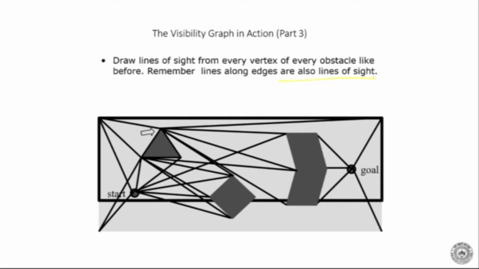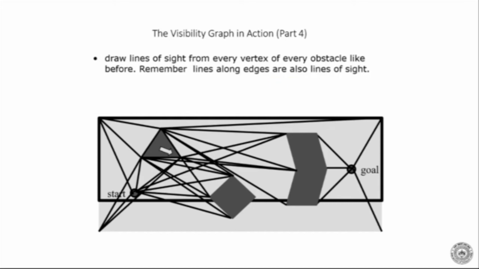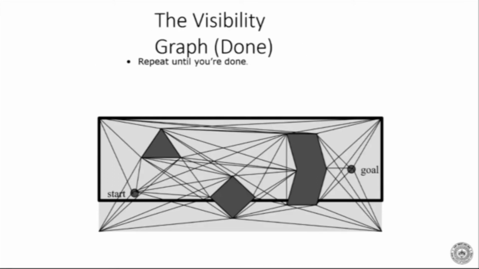If you do this, what you'll see is a totally connected array of lines, and finally what we get is this. Please ignore this line, this line is not there. So the visibility graph is complete now. This is showing you a complete network of paths.